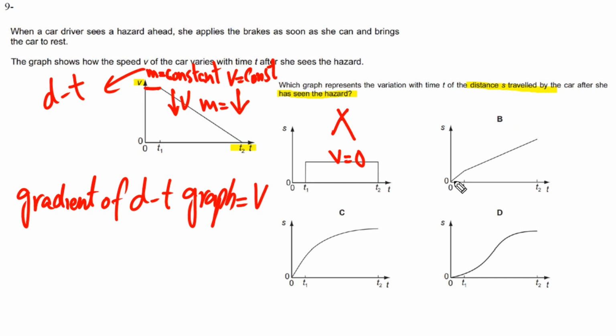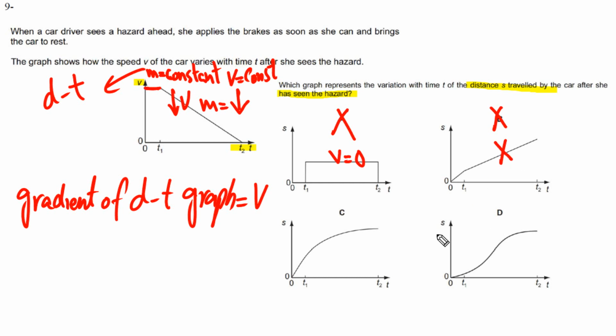If we look at this one, the first part is telling us that the velocity is constant, but the second part is also telling us that the velocity is constant because the gradient is constant. So this is also not a possible answer. Actually the gradient in the second part from t1 to t2 has to decrease. So this is not a possible answer.